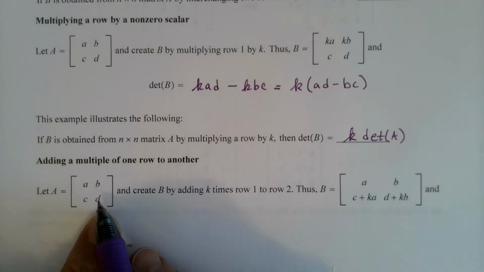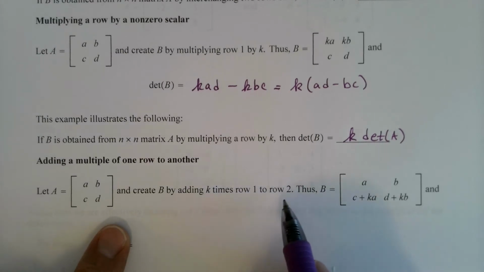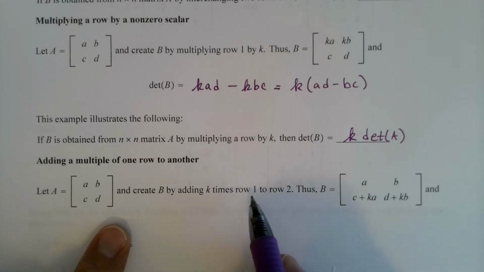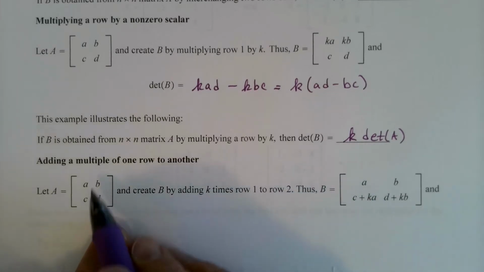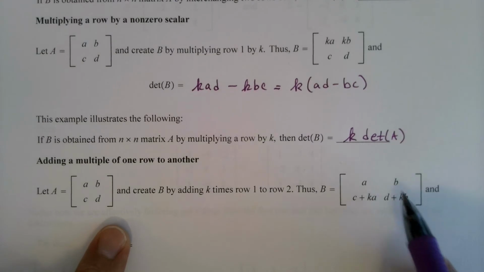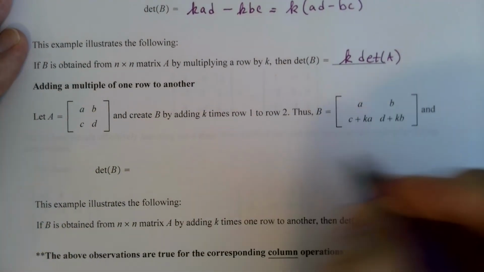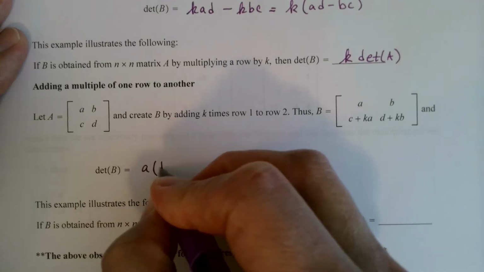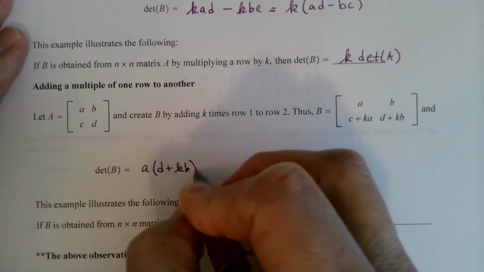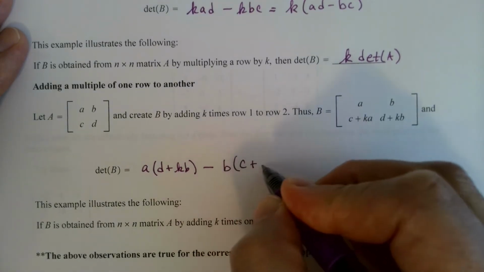Take this 2 by 2 matrix, create B, and this time I'm going to add K times row 1 to row 2. K times row 1 added to row 2. So KA added to C gives me C plus KA. KB added to D gives me that. So here's the new matrix. Well, let's see what the determinant is here now. It's A times (D plus KB) minus B times (C plus KA).